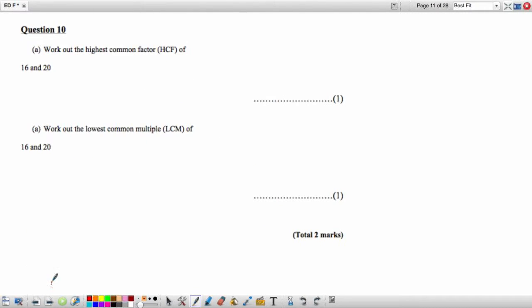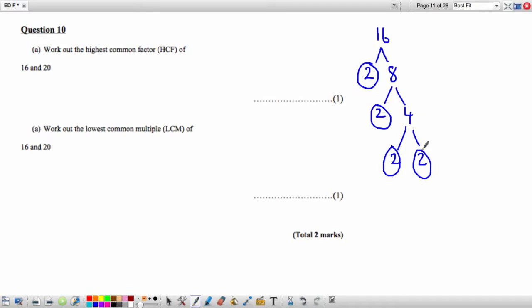Question 10. Work out the highest common factor of 16 and 20. So first off, let's do two factor trees. So we're going to split our 16. It's an even number, so we can split by 2 and 8. Split again by 2 and 4. Split again 2 and 2. We circle these. These are all of our prime factors.